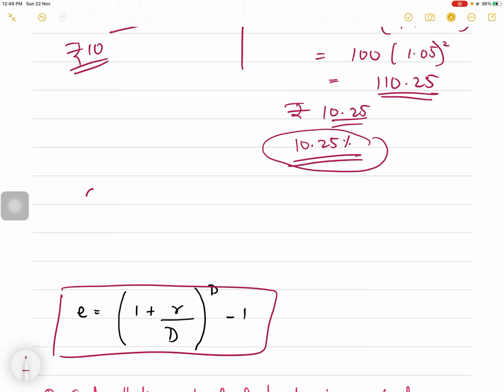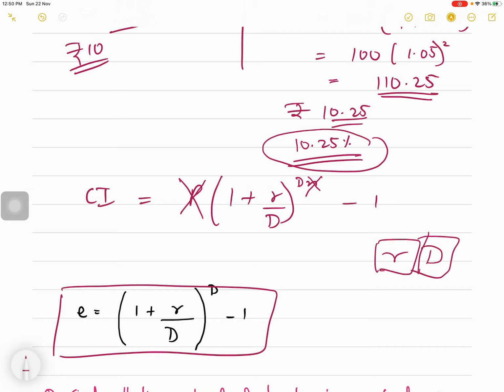See, what is the compound interest formula? Compound interest is equal to P into 1 plus R by D, the whole raised to D into N, minus 1. This is the formula for compound interest, right? So you just have to remove P and N. And this way you can remember the formula of effective rate of interest. You only need R and you only need D to find out effective rate of interest. Principal is not required, nor period is required.